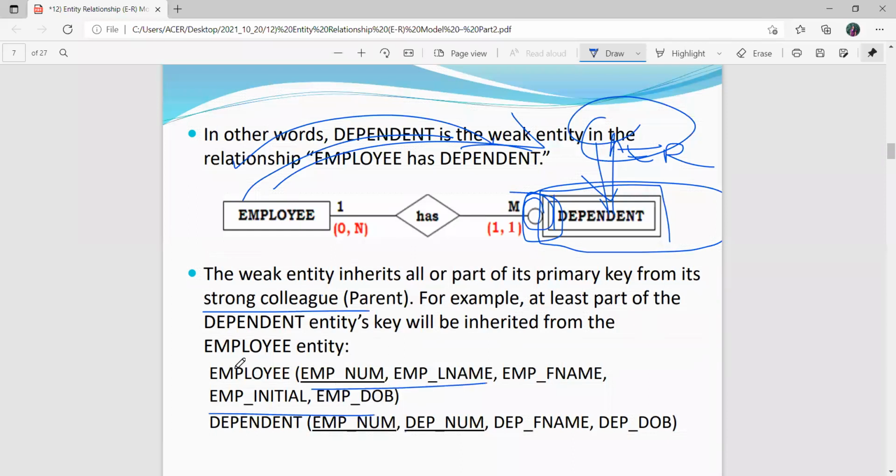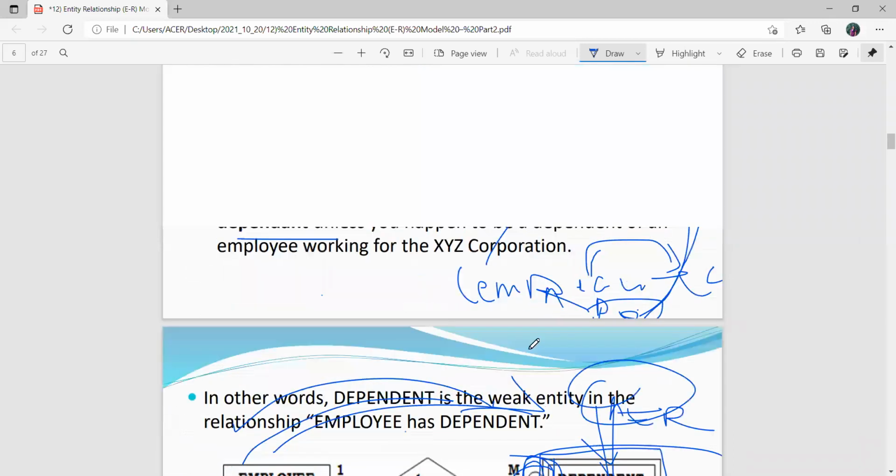These are the fields available, that means attributes available in the employee. These are the attributes available in the dependent. If this is a weak entity, it depends on this employee. So it is needed to have the primary key of the employee for the primary key in the dependent entity. So we can include this primary key and the other key as a composite key for this dependent entity. So you can use this one and this circle to represent the weak entity.